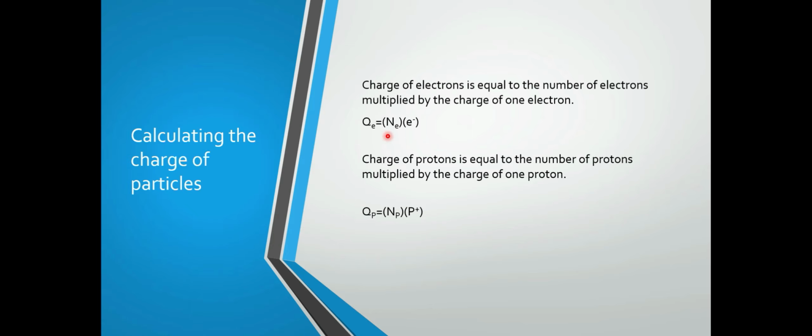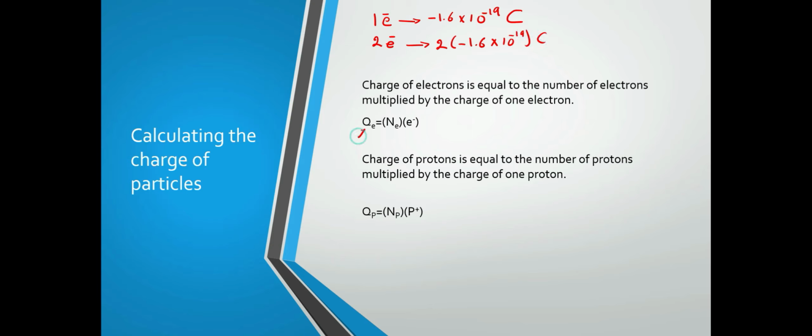Today we will learn about calculating the charge on an object or the charge of particles. Let's talk about the charge of electrons first. The charge of electrons is equal to the number of electrons multiplied by the charge of one electron, which means that if we have one electron, its charge is negative 1.6 times 10 to the power of negative 19 coulombs. If we had two electrons, then their charge will be 2 times negative 1.6 times 10 to the power of negative 19 coulombs, and so on.